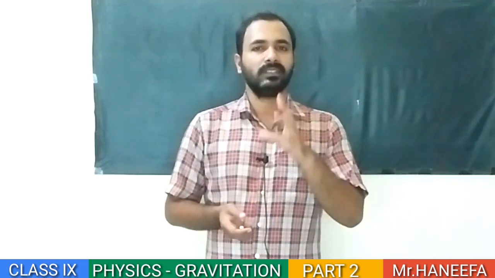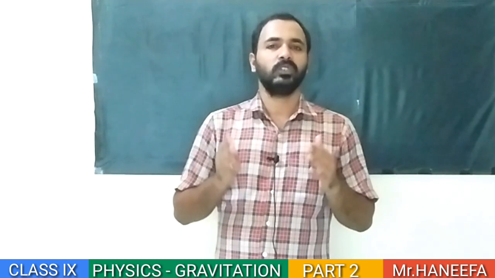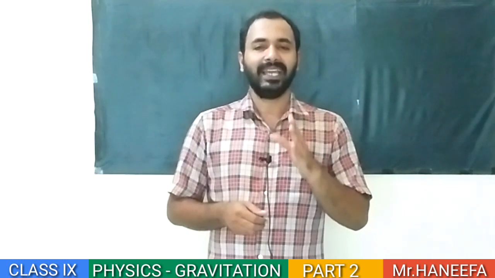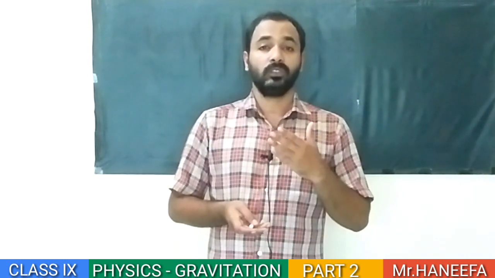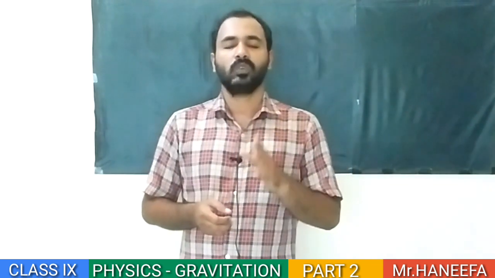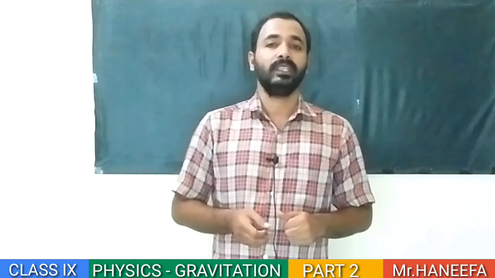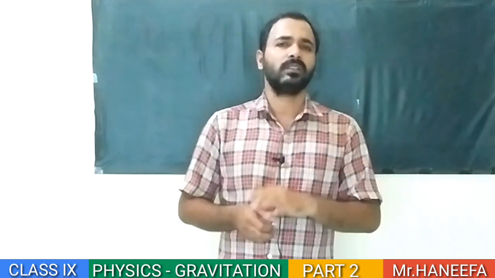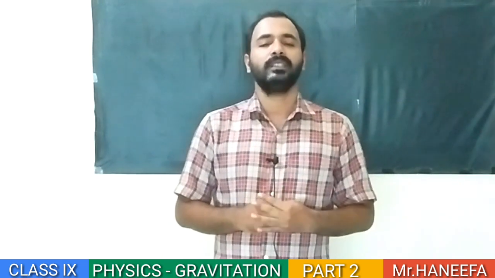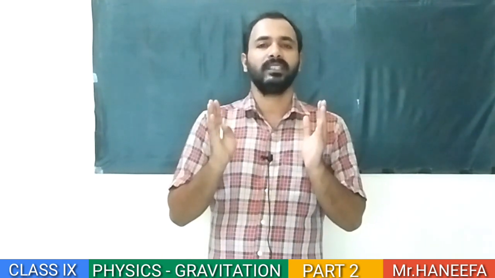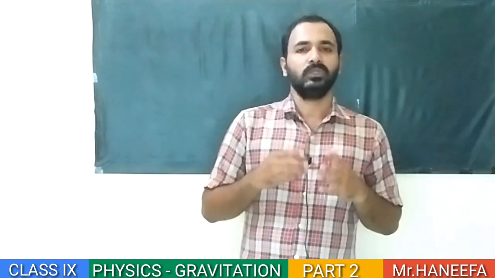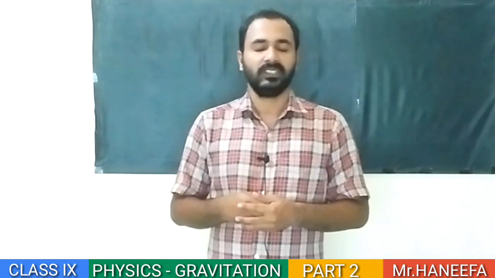The universal law of gravitation states that every object in the universe attracts each other with a force which is directly proportional to the product of their masses and inversely proportional to the square of the distance between them. Why is this law called the universal law? Yes, this law is applicable to all objects in the universe. That's why this law is called Newton's universal law of gravitation.